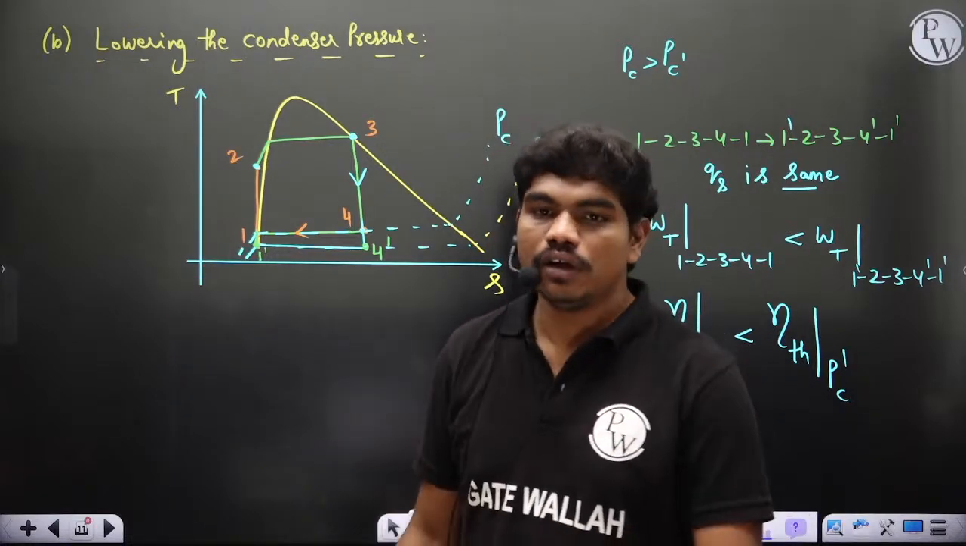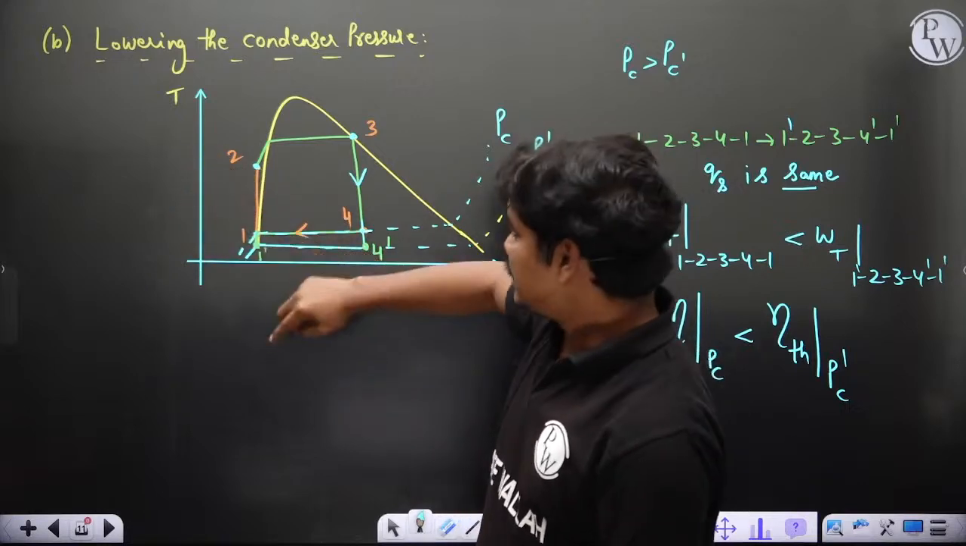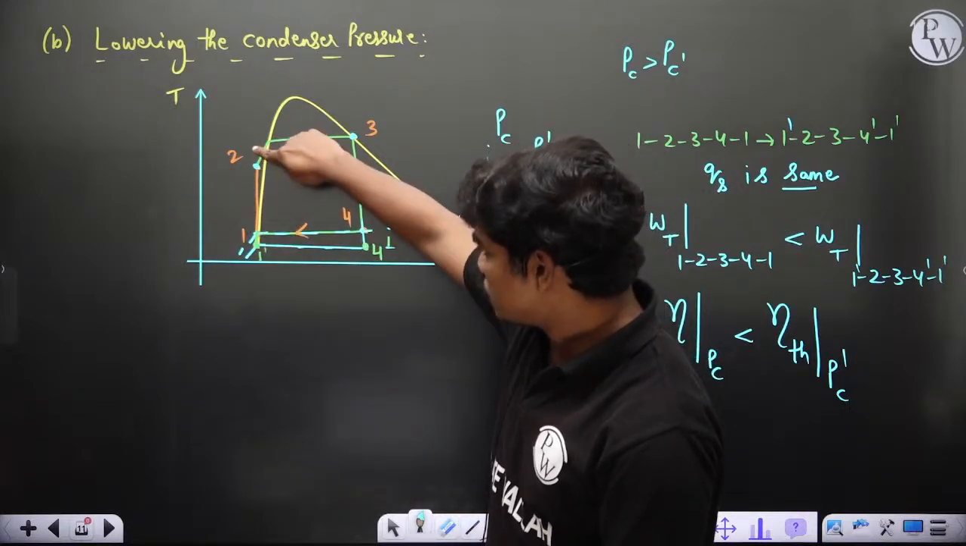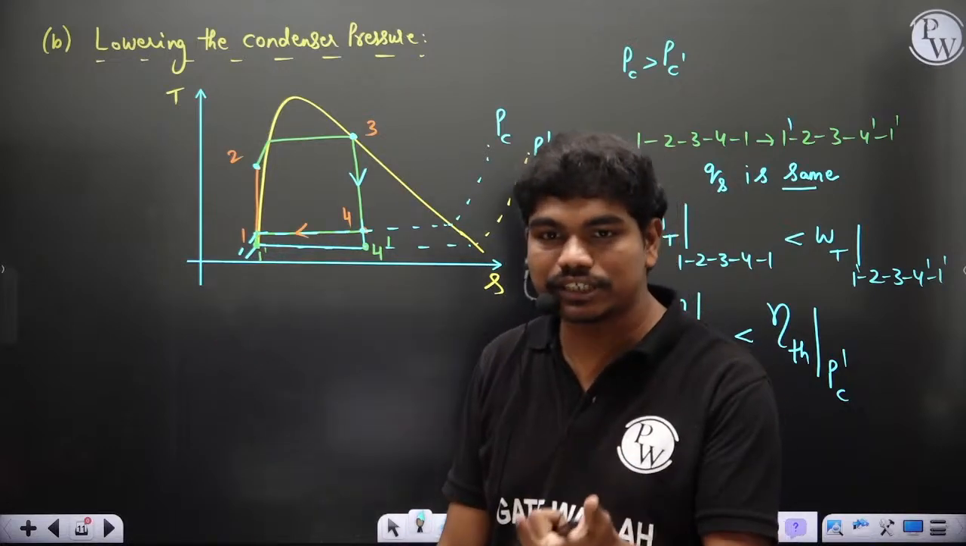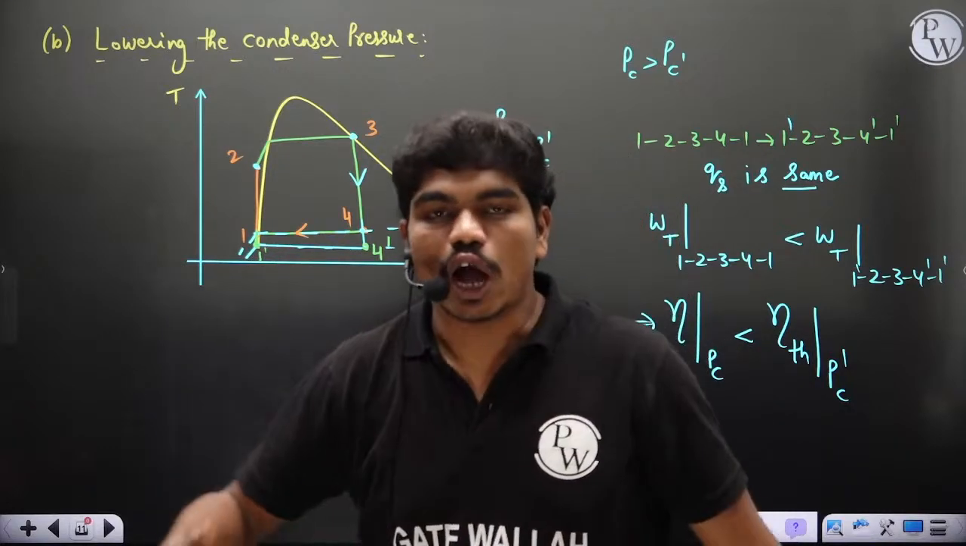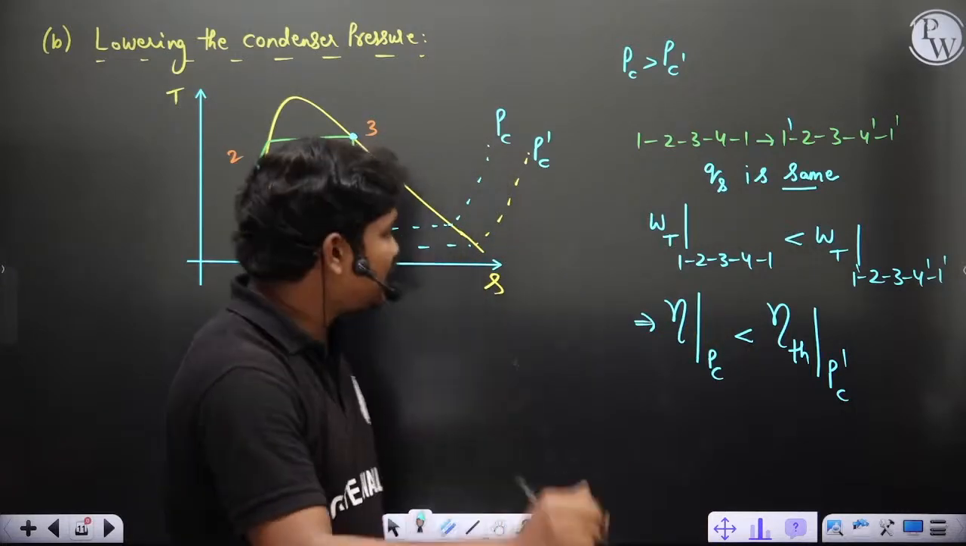You may ask me one doubt also: turbine work is increasing, but pump work is also increasing. Again, you can see, because initially my compression is only from 1 to 2, but now it should be from 1 dash to 2. So pump work is also increasing. You can ask me this question: pump work is also increasing, so how can you decide W net is actually increasing? Because I'll just tell you one thing, guys.